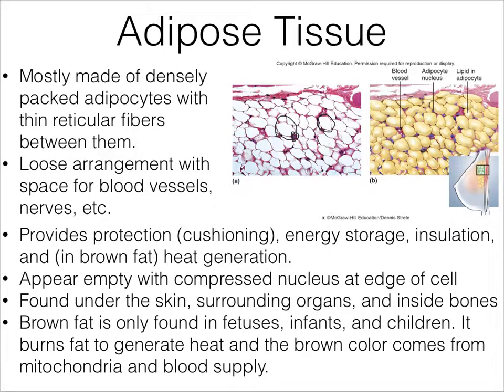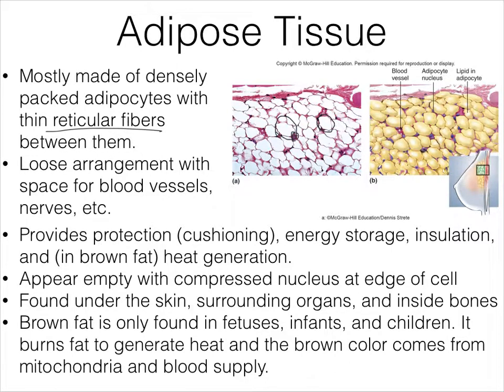Large bubbly cells, and they have reticular fibers connecting them. So these fibers that you see in between here, those are mostly reticular fibers. They form this net in which the adipose cells exist. It's fairly loosely packed. You can have blood vessels, nerves, those things move through this area very, very easily.